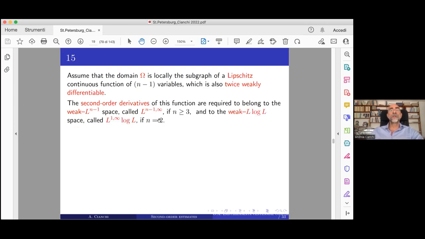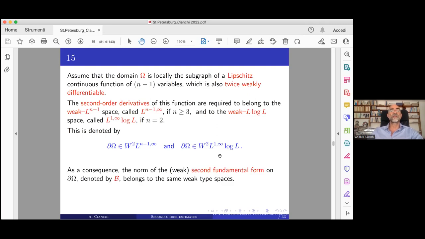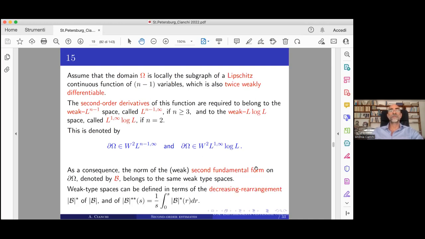In the two-dimensional case, this is a borderline situation. And here we need a variant which entails a weak L log L space, which I denote this way. So these properties are denoted this way: the boundary belongs to W^2 in this Marcinkiewicz space, or W^2 weak L log L. So as a consequence of this assumption, the second fundamental form of the boundary also belongs to these weak spaces.